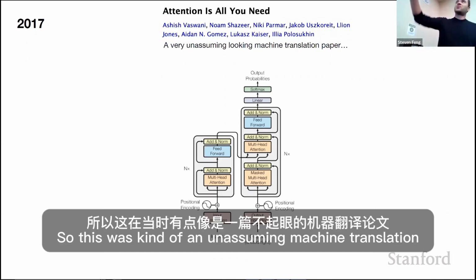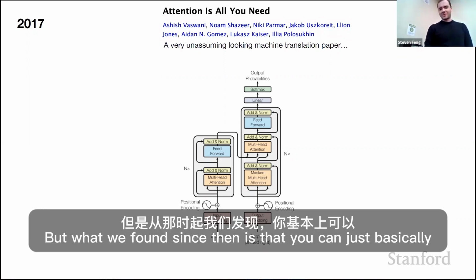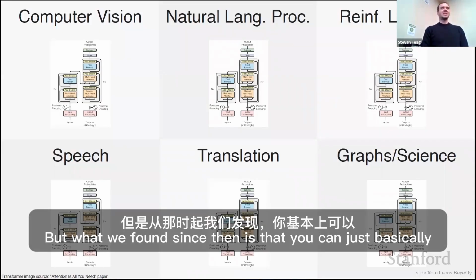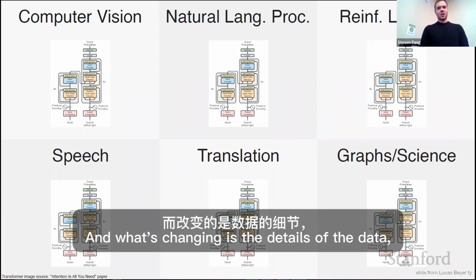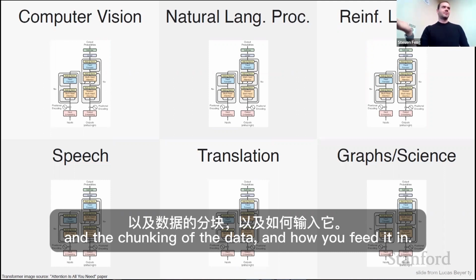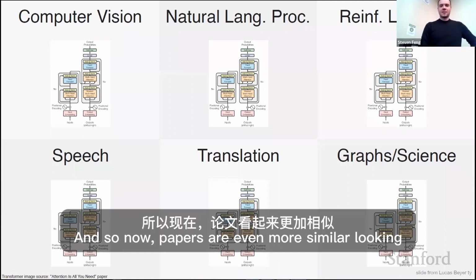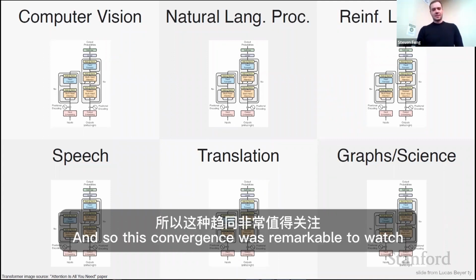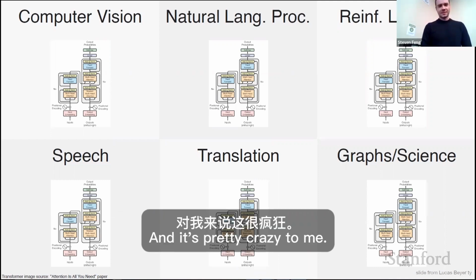So this was kind of an unassuming machine translation paper at the time proposing the Transformer architecture. But what we found since then is that you can just basically copy paste this architecture and use it everywhere. And what's changing is the details of the data and the chunking of the data and how you feed it in. And that's a caricature, but it's kind of like a correct first order statement. And so now papers are even more similar looking because everyone's just using Transformer. And so this convergence was remarkable to watch and unfolded over the last decade, and it's pretty crazy to me.